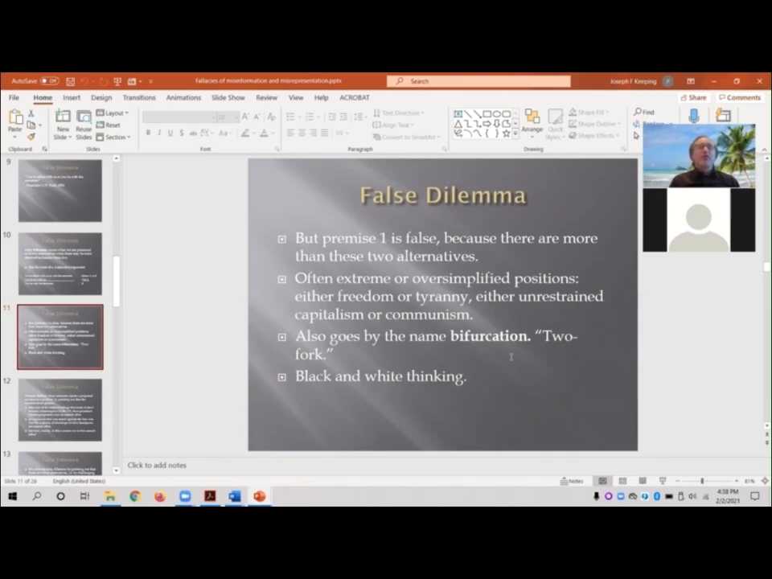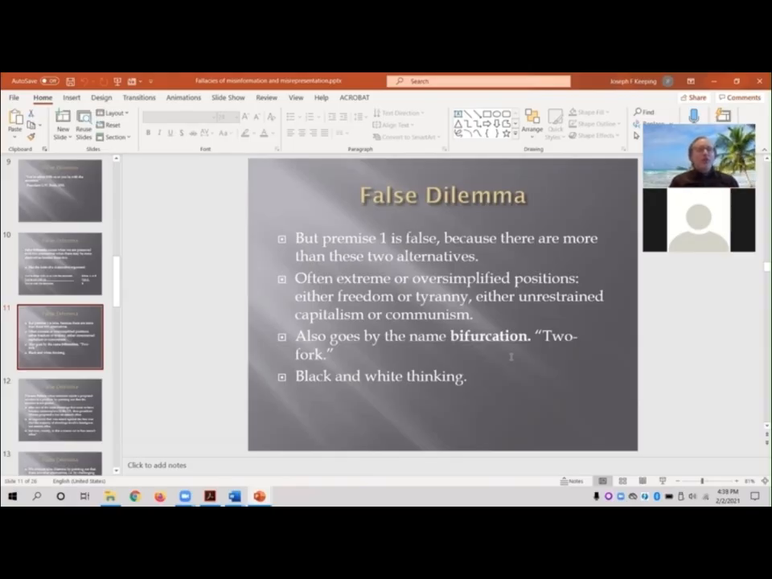The light switch is either on or off. You're either pregnant or not pregnant. There's no middle ground. But sometimes there is a third option or a fourth option, etc. More than two options, more than the options stated. And in that case, they're committing a fallacy.